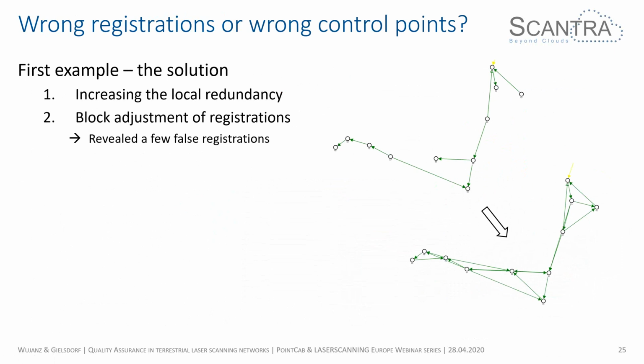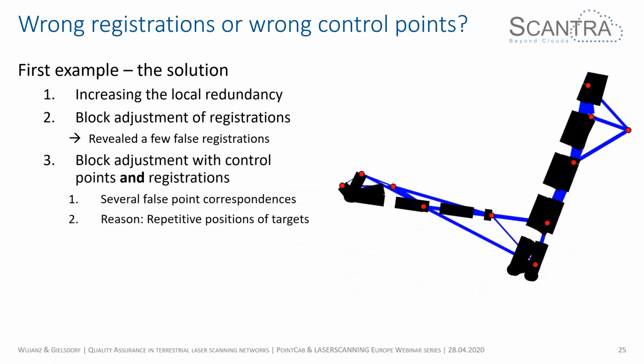Then I switched on all point correspondences. And now you can see this is again a screenshot from SCANTRA, and if you see thick lines in SCANTRA, it means not good. So the thicker the line, the more significant is the tension in your network.